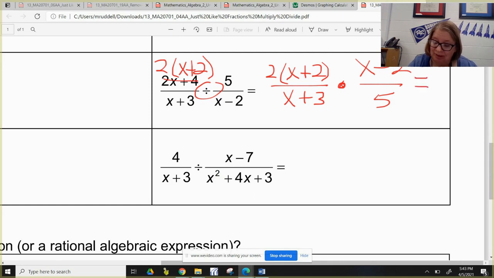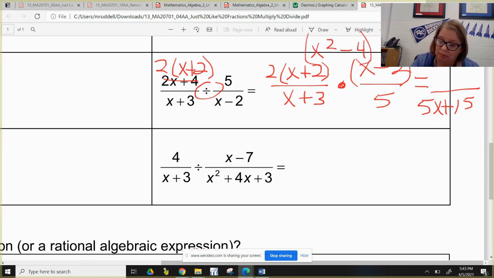And actually that one really didn't matter if we factored it, because nothing's going to cancel out on the bottom or the top. On the bottom, when we multiply 5 times x plus 3, we get 5x plus 15. Multiply all that stuff on the bottom. This is x squared. This x plus 2, x minus 2 is x squared minus 4. Multiply that by 2, and you get 2x squared minus 8.